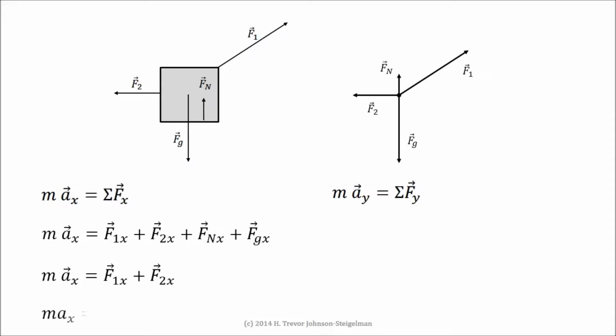When we do that, F1, the x component of it is in the positive direction. F2, the component of it is in the negative x direction. So I've got the negative sign there.